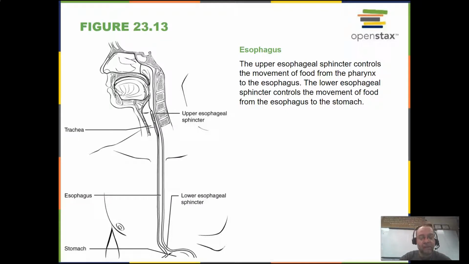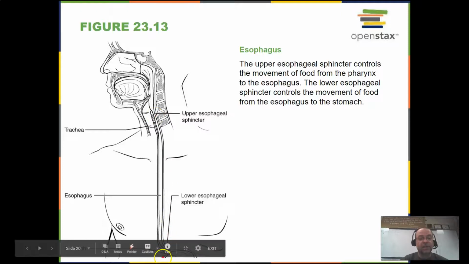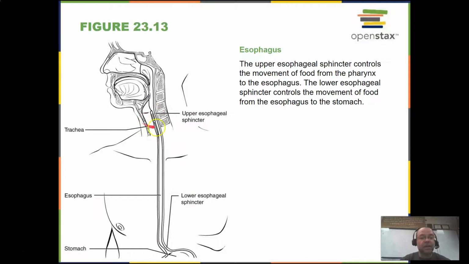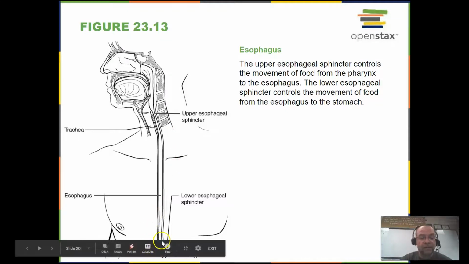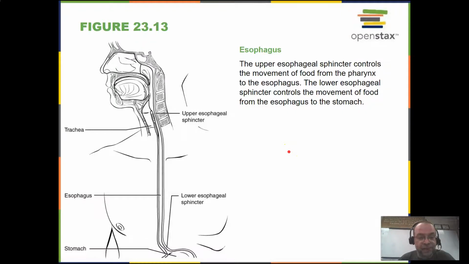So the esophagus proximally, because remember we can use the words proximal and distal with regards to not only extremities, arms and legs, but also tubes within the body. So the proximal esophagus is the start, the distal esophagus is the end down here. The proximal esophagus has a sphincter, a ring of circular muscles, called the upper esophageal sphincter. Distally, there's the lower esophageal sphincter, which guards the entrance to the stomach.